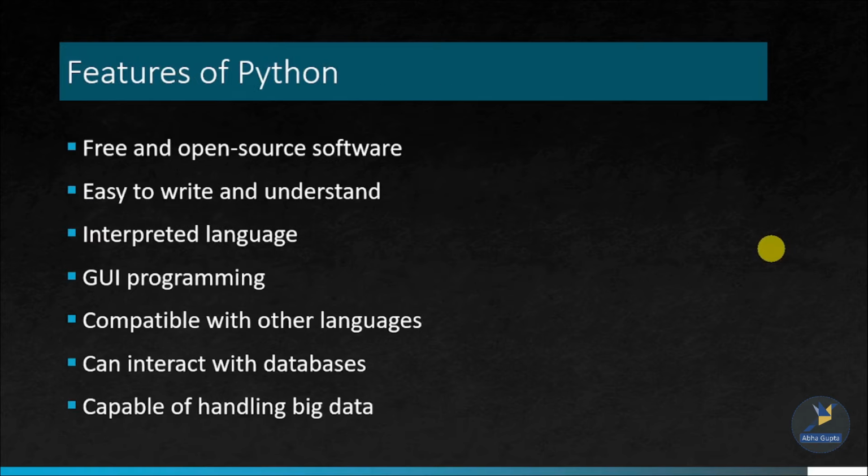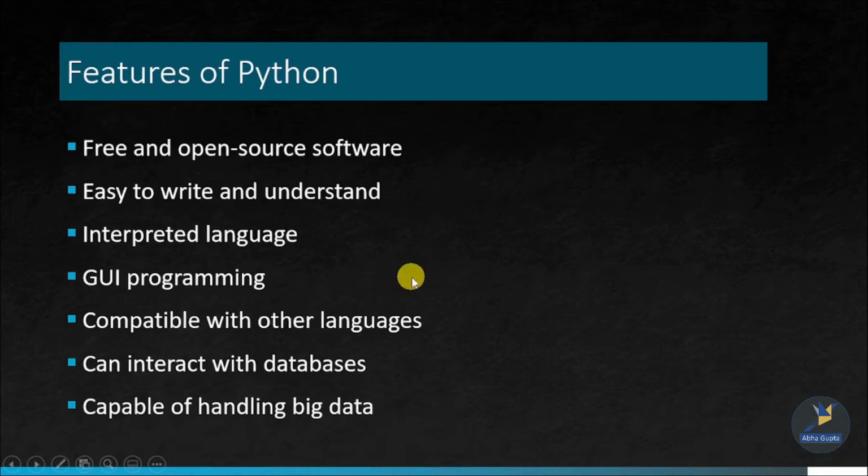Let us look at the features of Python. It is free and open source software, freely licensed to use, study, copy and change. You can change it any way you want. It is easy to write and understand as it has easy English like instructions. It is an interpreted language. The code is processed at runtime by the interpreter and executed. We need not compile the program.